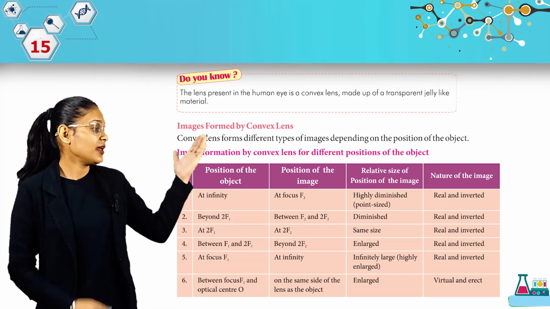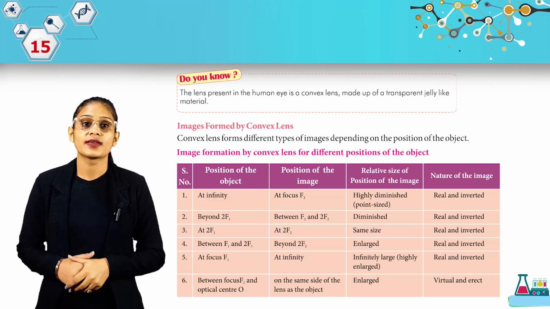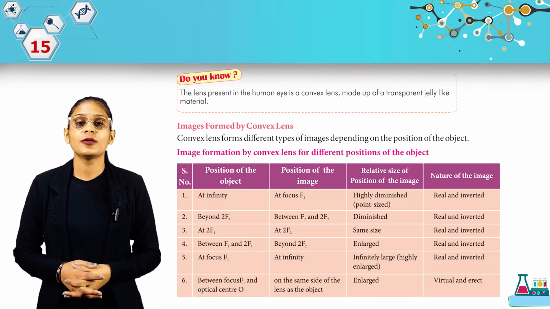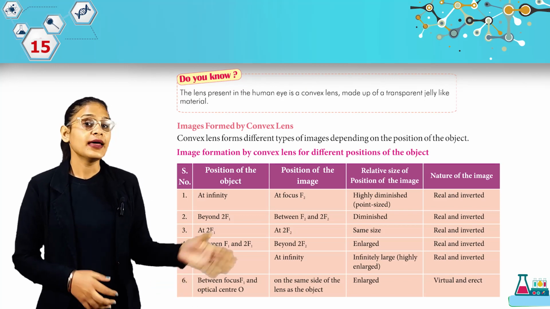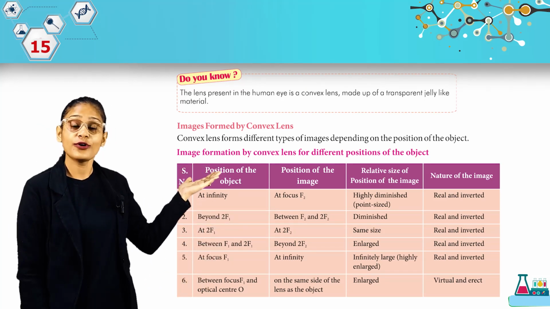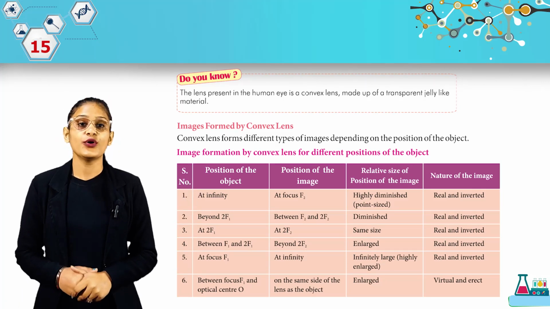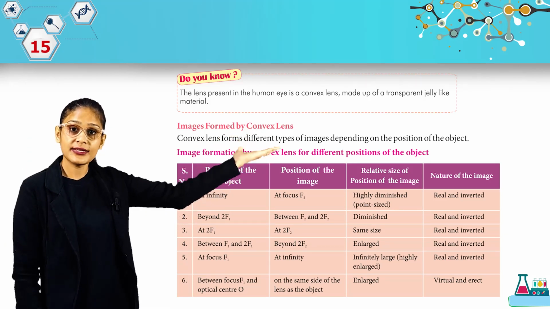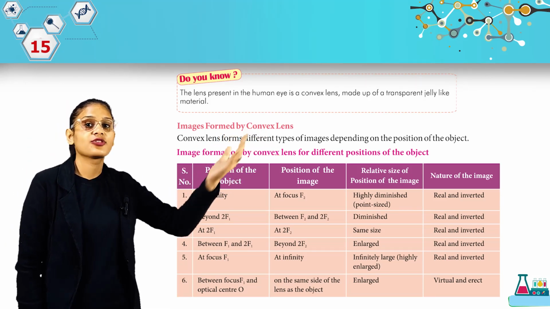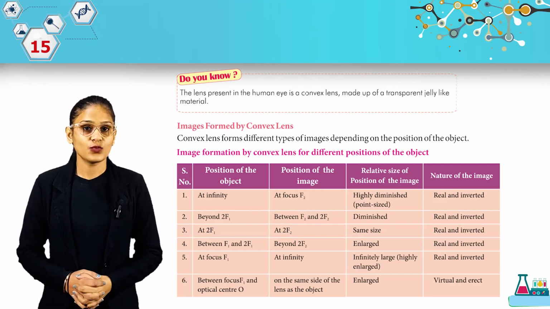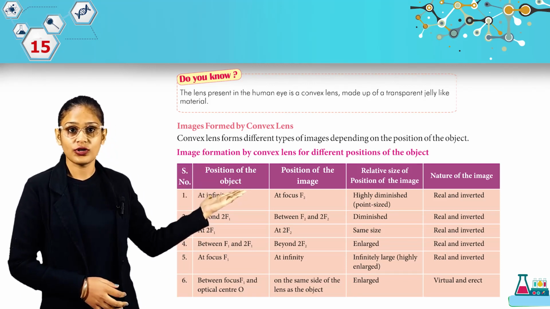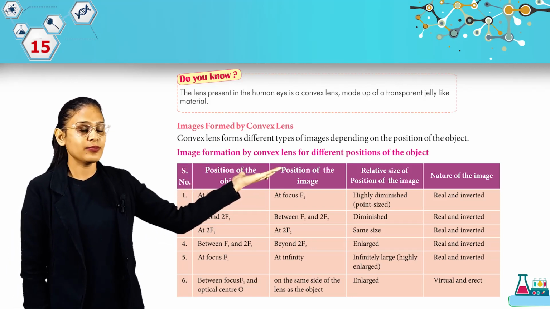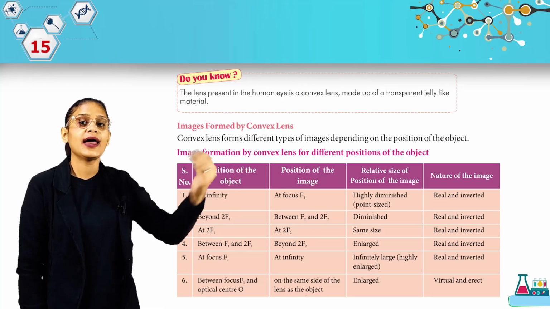Now we have image formed by convex lens. Convex lens forms different types of images depending on the position of the object. Here we have image formation by convex lens for different positions of the object. Look at this table. We have position of the object, position of the image, relative size of the image, and nature of the image. Now students, first we have at infinity: position of the object at infinity, position of image at focus F2, size of image highly diminished, point sized, nature real and inverted.